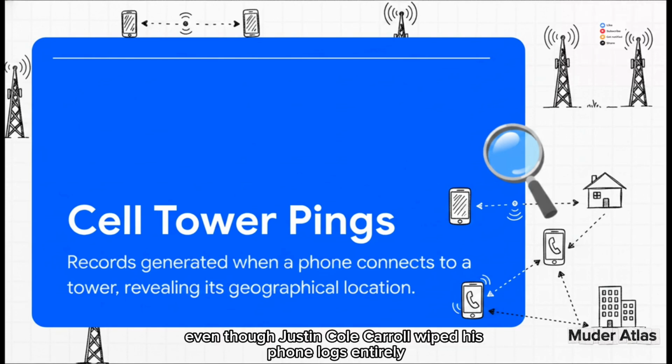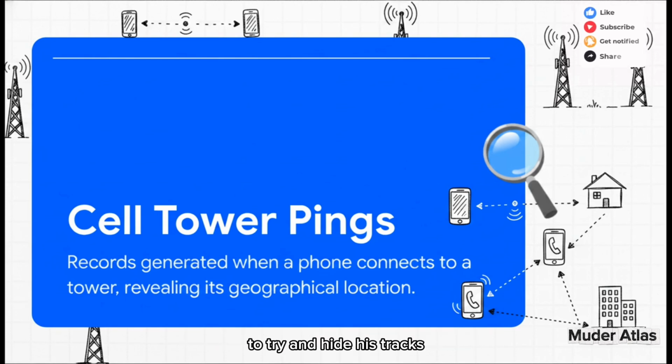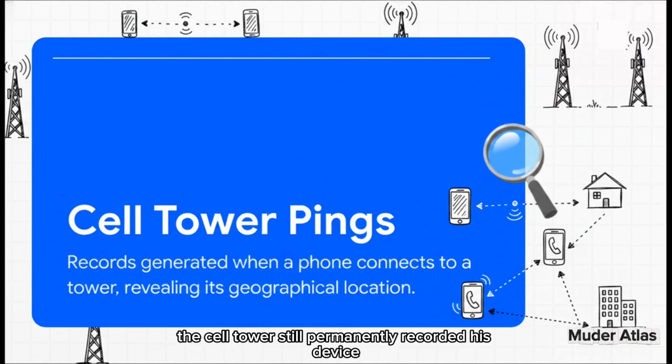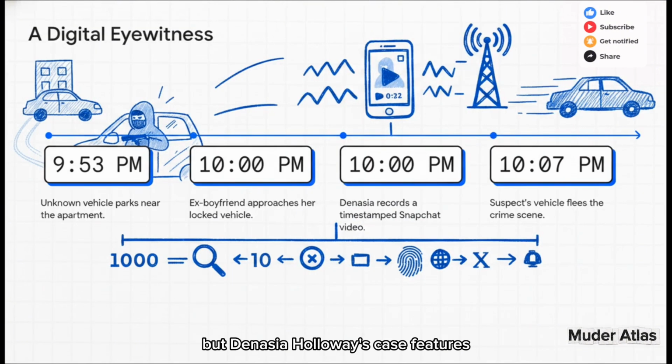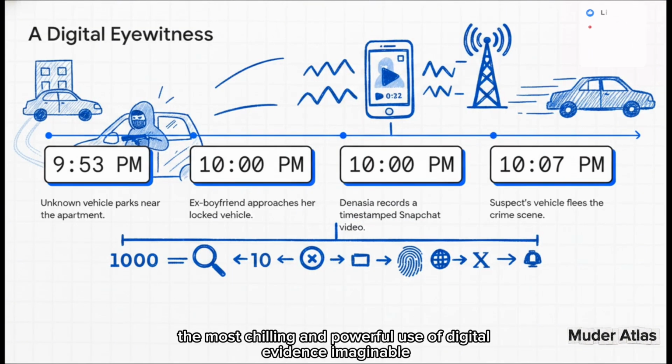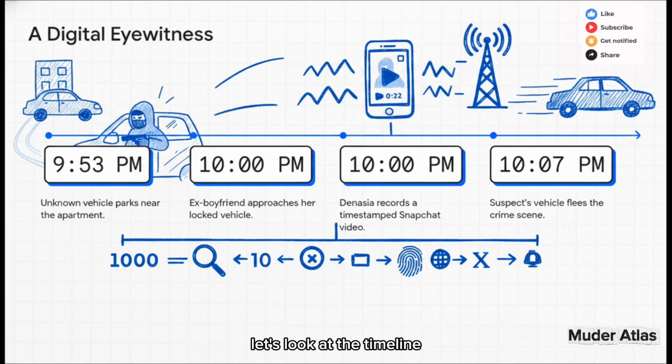Even though Justin Cole Carroll wiped his phone logs entirely to try and hide his tracks in Dinashia's case, guess what? The cell tower still permanently recorded his device pinging right at her apartment complex. But Denasia Holloway's case features probably the most chilling and powerful use of digital evidence imaginable. Let's look at the timeline.